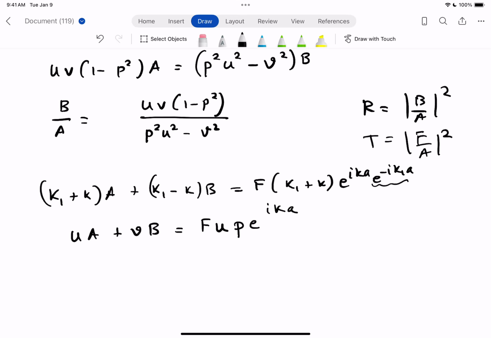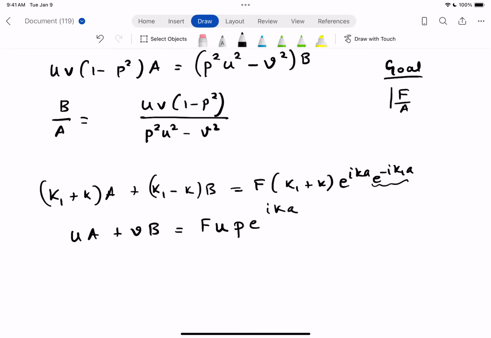What do we do now? Let's get rid of the B. Our goal is to find the relationship between F and A, right? Ultimately, we want to find the transmission coefficient.